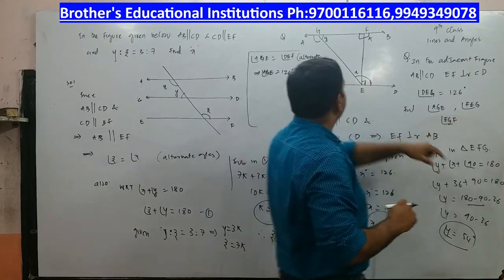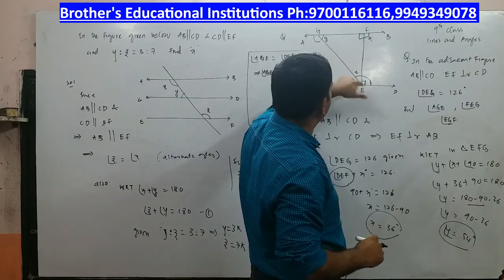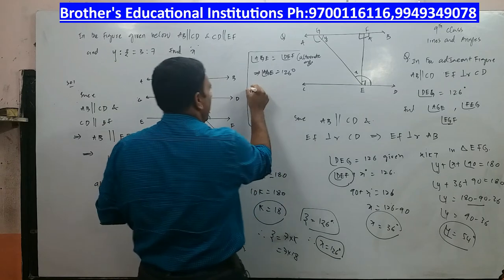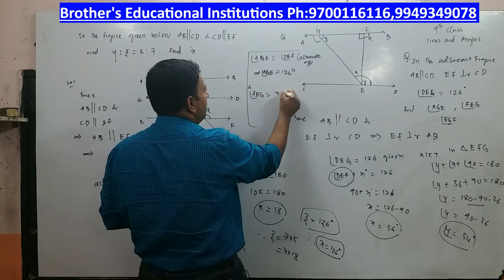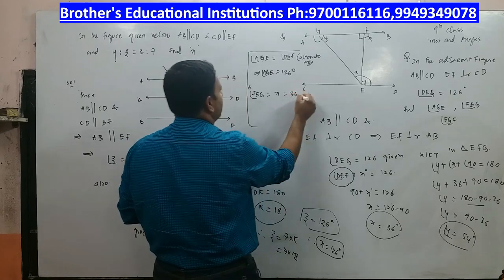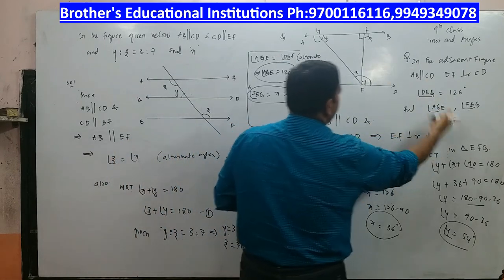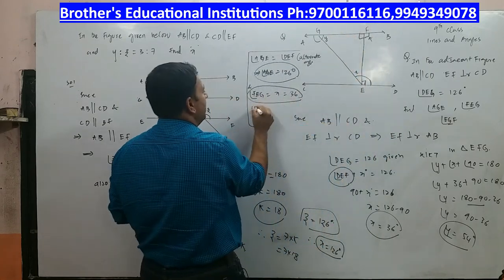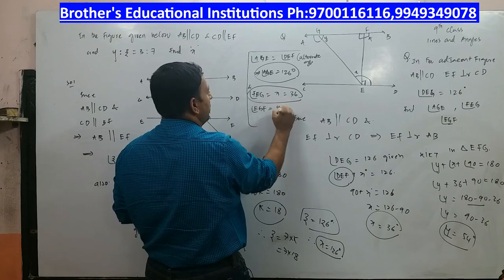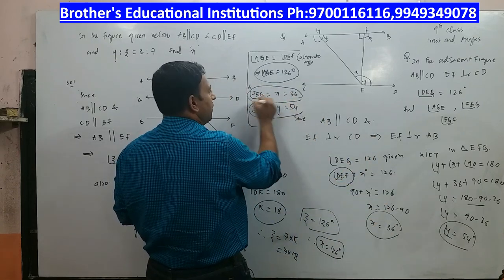Next, what do we want? Angle FEG. Where is FEG? Angle FEG is nothing but X. So angle FEG is equal to X, and how much did you get? 36 degrees. So this is one answer. And what is the next? EGF. He is asking you EGF. So angle EGF is nothing but Y, and that is equal to how much you got? 54 degrees. That is one of the answers.